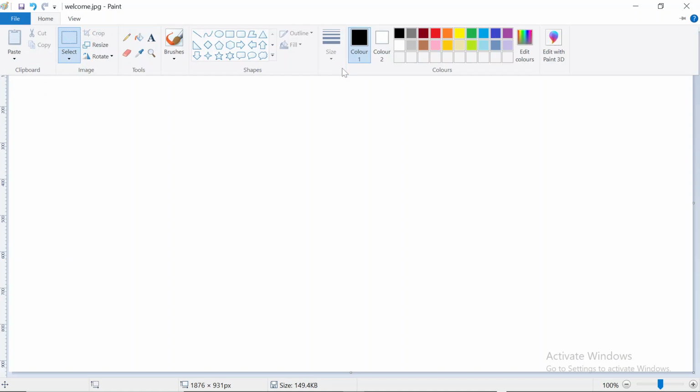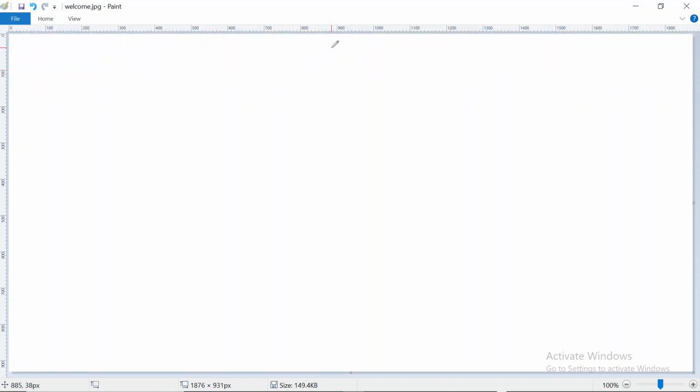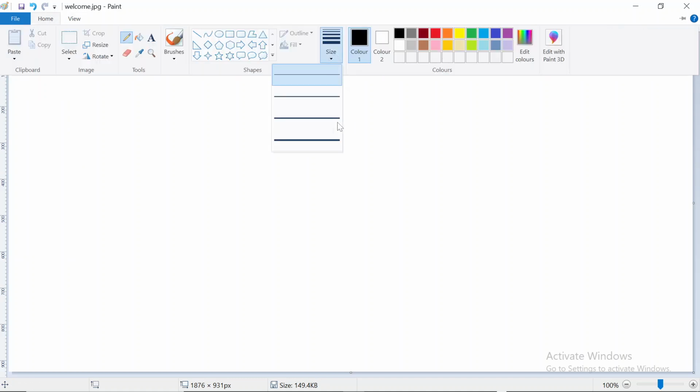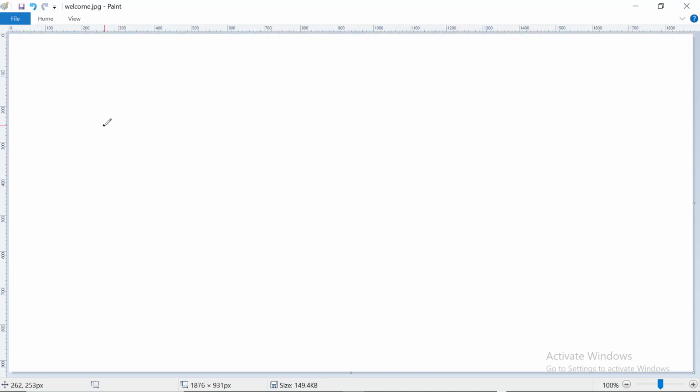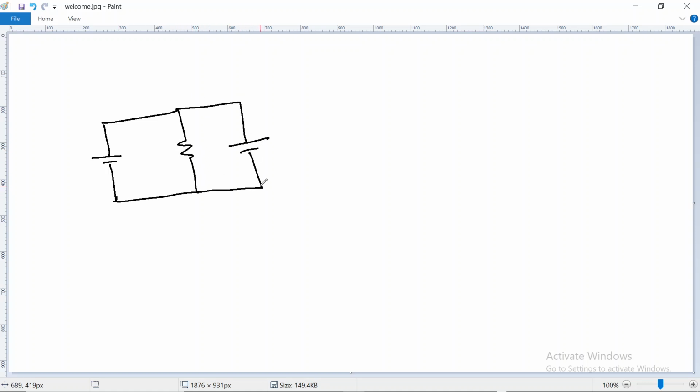The circuit will be like this. This is one battery, and this is another battery supplying the load. Let this battery be 12 volt, this battery be 9 volt, and the load be 10 ohm. We want to calculate the load shared by the two batteries.